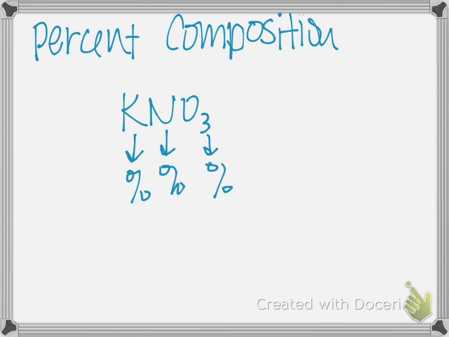Now we're going to take it a step further and say if I have 100 grams of this sample, how many grams of just potassium would I have? How many grams of just nitrogen would I have? And how many grams of just oxygen would I have? We're just taking it one step further. Rather than dealing with abstract percentages, we'll be able to put that into a quantity. We're going to be able to quantify that. So let's do a little review with molar mass and how we calculate molar mass.